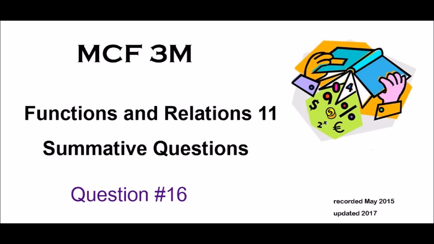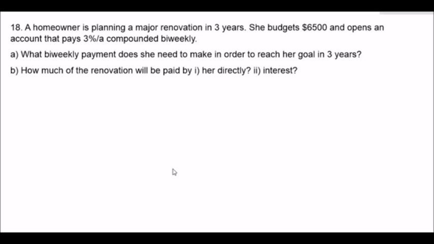This video is for functions and relations students working on the year-end summative. It's question number 16. It says a homeowner is planning a major renovation in 3 years. She budgets $6,500 and opens an account that pays 3% interest per year, compounded bi-weekly.